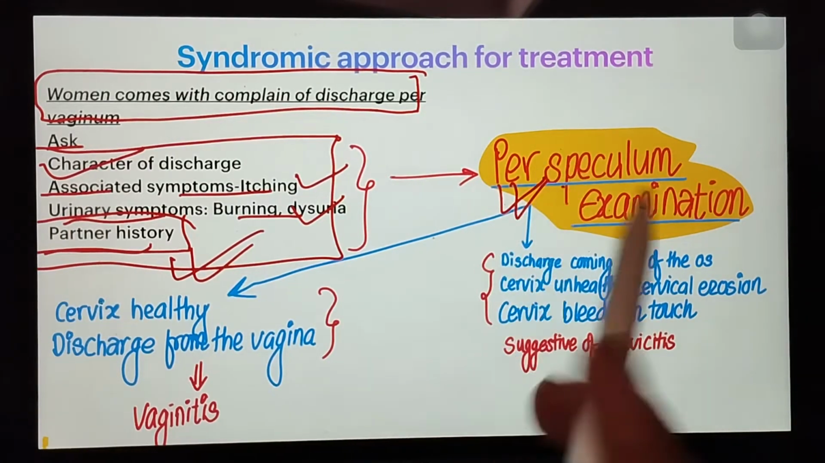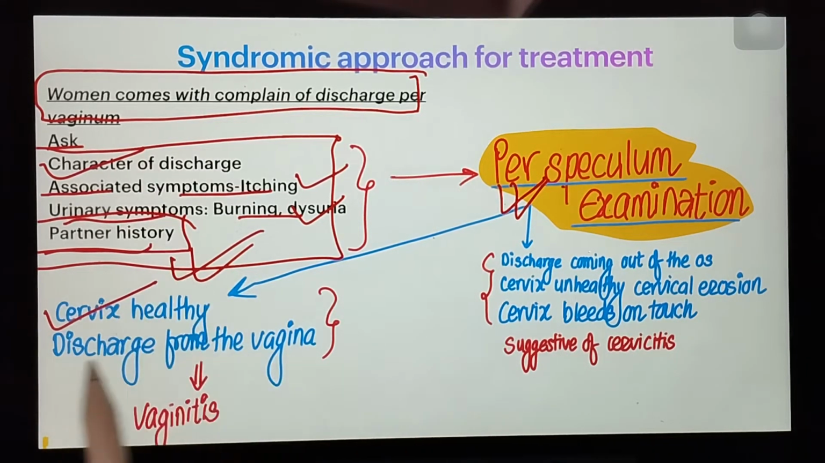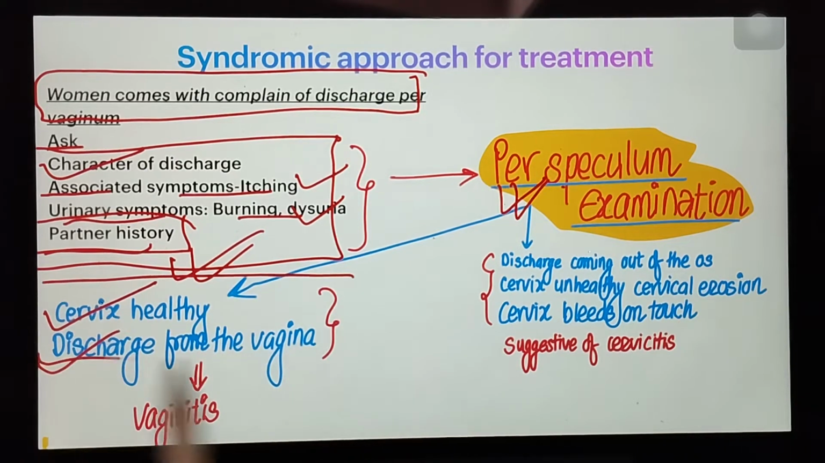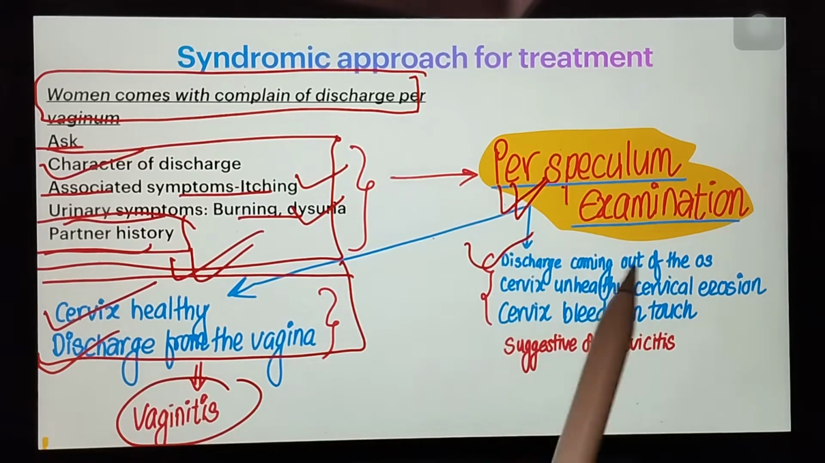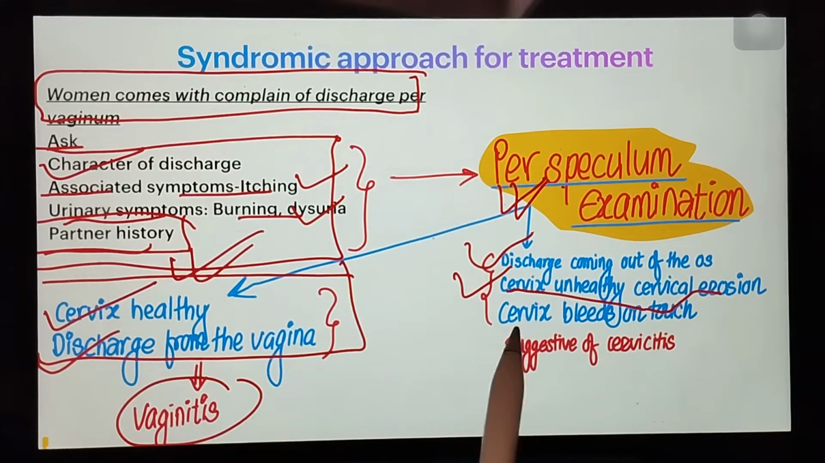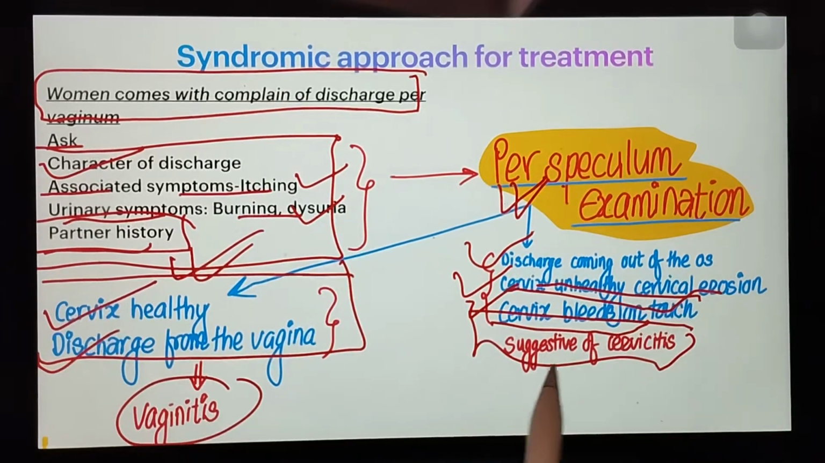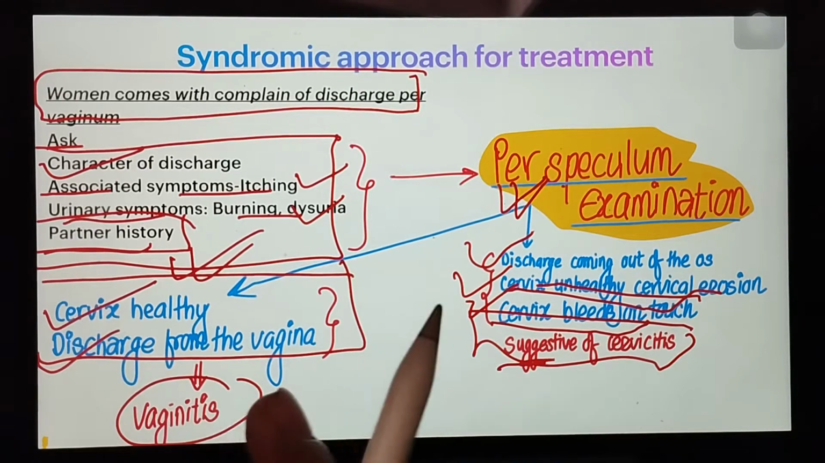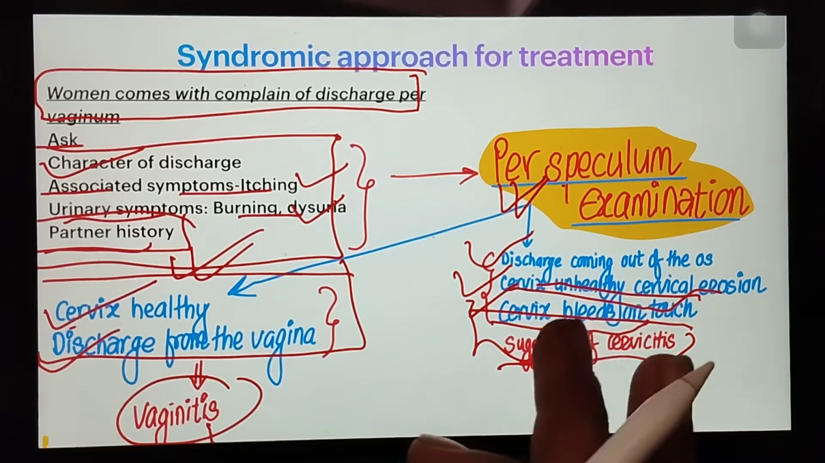In the per speculum examination, if we see the cervix is healthy and the discharge is coming from the vagina, then we can suspect vaginitis. But if the discharge is coming out from the os and the cervix is unhealthy, there is a cervical erosion seen, and the cervix bleeds on touch, then we can suspect that it is suggestive of cervicitis. So let's go to vaginitis. If the cervix is healthy and there is discharge from the vagina, and we suspect vaginitis, then what should we do?